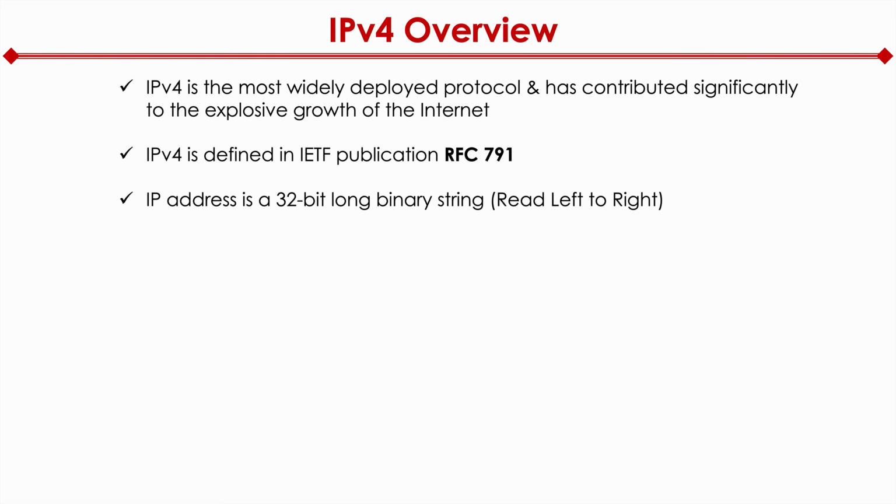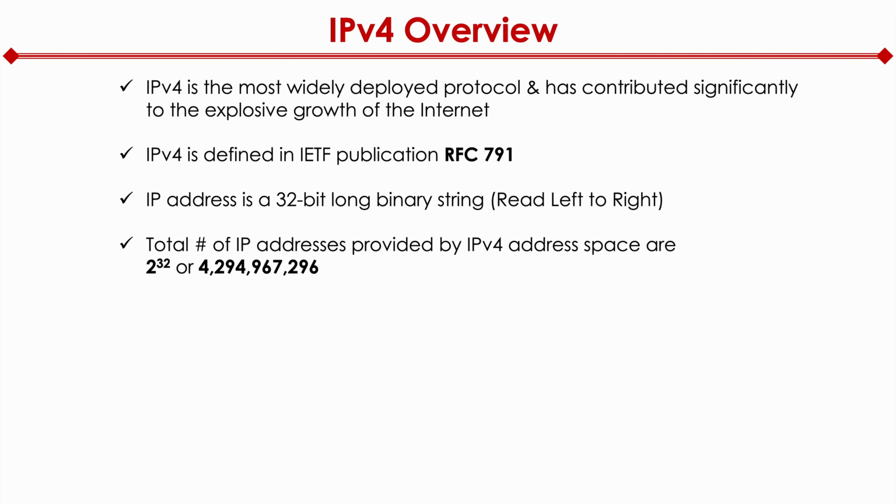An IP address is a 32-bit long binary string, and I'll show it to you in a moment. But a couple of things to keep in mind. You have to read it from left to right, very much like mathematics. The total number of IP addresses provided by the IPv4 address space is 2 to the power of 32, or 4.3 billion roughly, give or take.